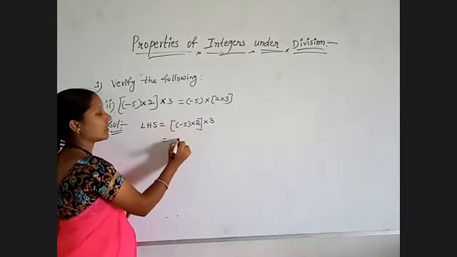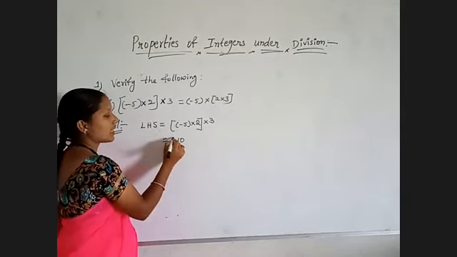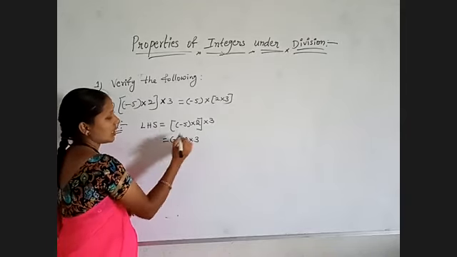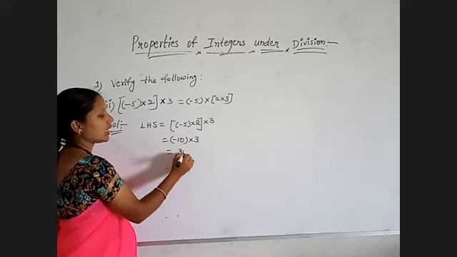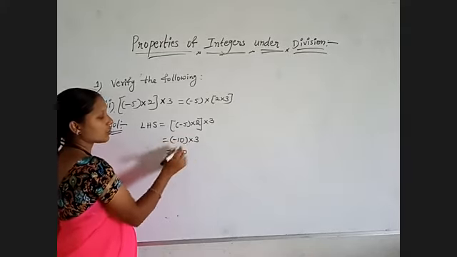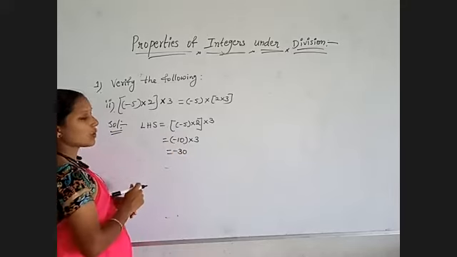5 2s are 10, and minus into plus minus into 3. And here again multiplication. So 10 3s are 30, because here minus is there. Minus into plus is minus. So the LHS value is minus 30.